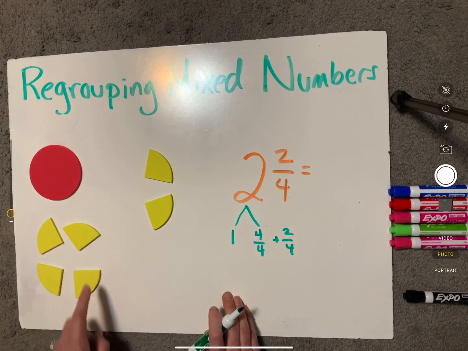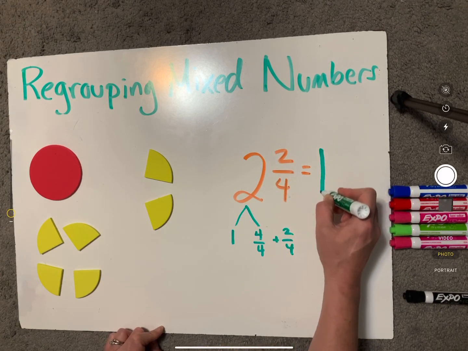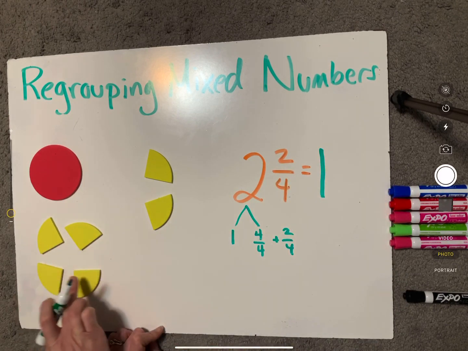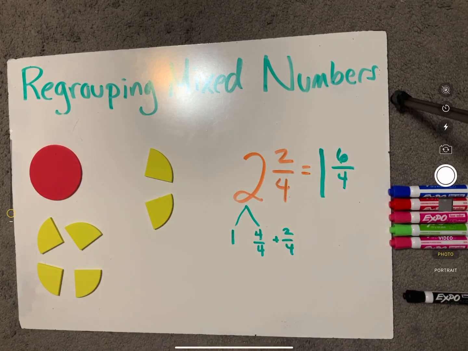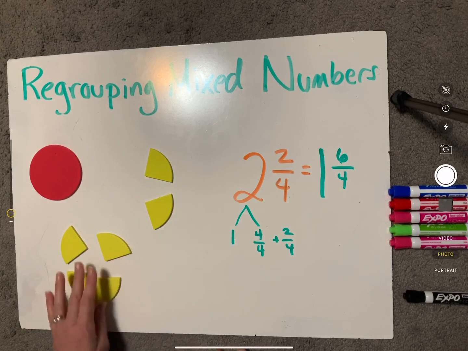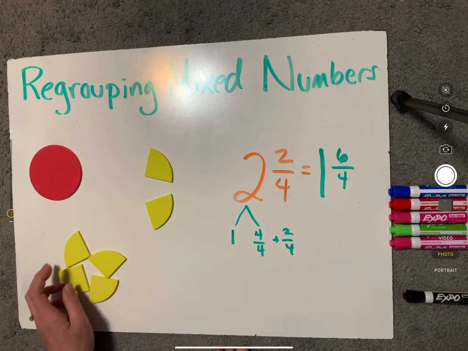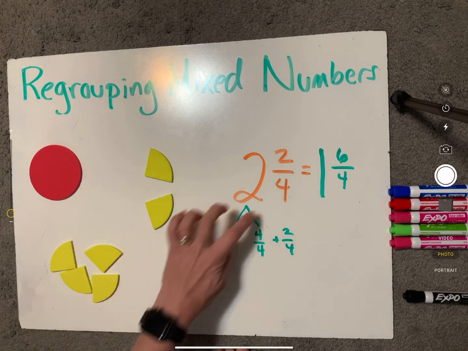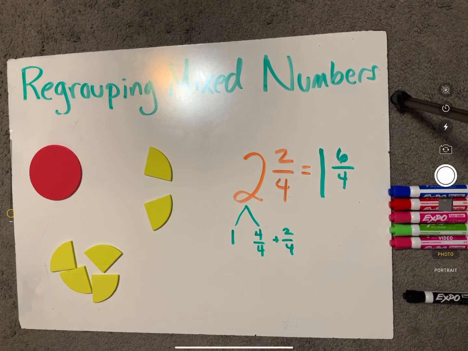So another way to represent 2 and 2/4 would be to represent it as 1 and 1, 2, 3, 4, 5, 6 fourths. Okay, so basically a shortcut to think about it is that there's 4/4 to make a whole. What a lot of people like to do is think about this shortcut of 4 plus the 2 that we originally had is going to get you 6 for your numerator. All right, let's try another one.